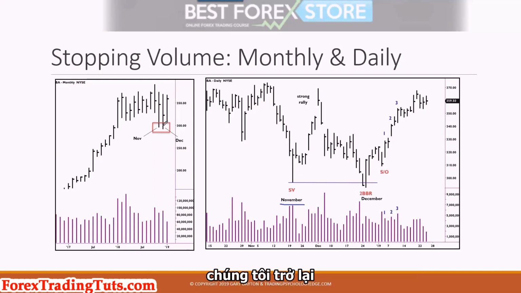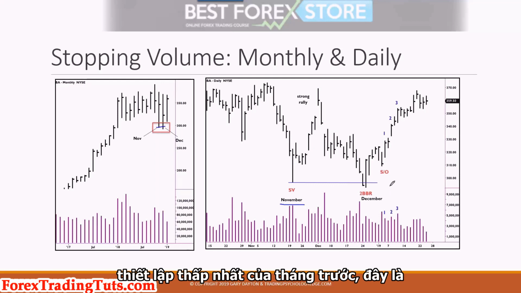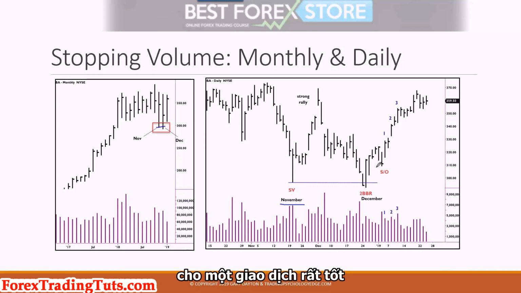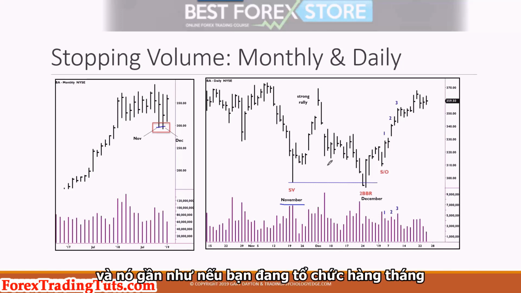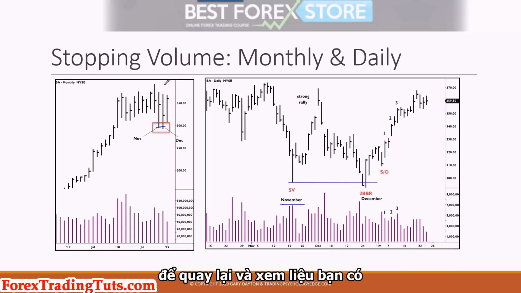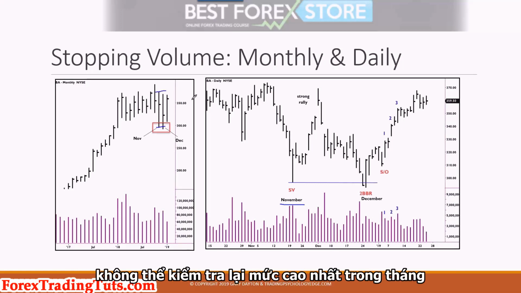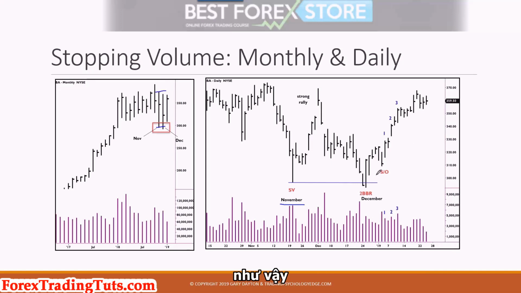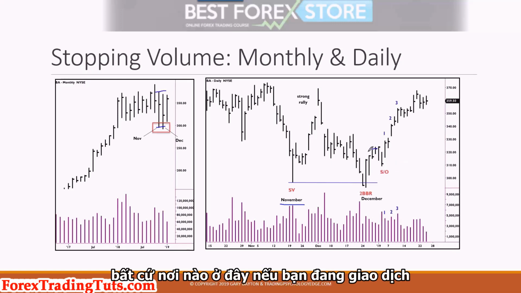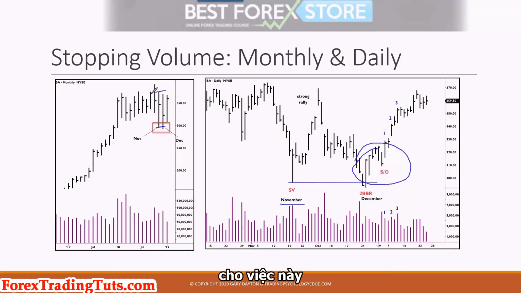Now we come back, and I go underneath last month's low, setting up this. This is also a spring as well. So in December, this makes for a very good trade. If you're holding monthly lows, then your target is going to be going back up and seeing if you can retest the high of the month. So honestly, it doesn't really make much difference where you get in down here. Anywhere down in here, if you're trading for this, is going to be fine.